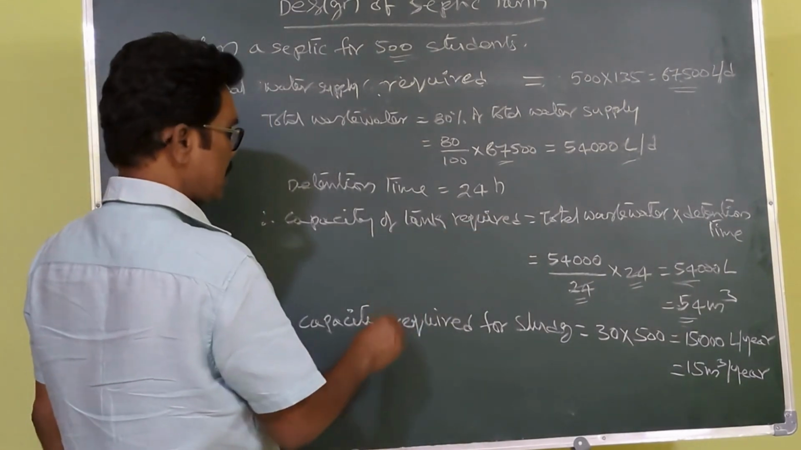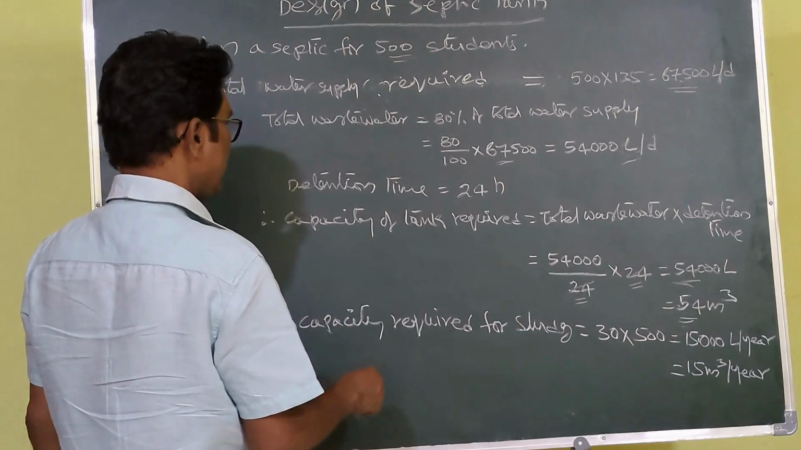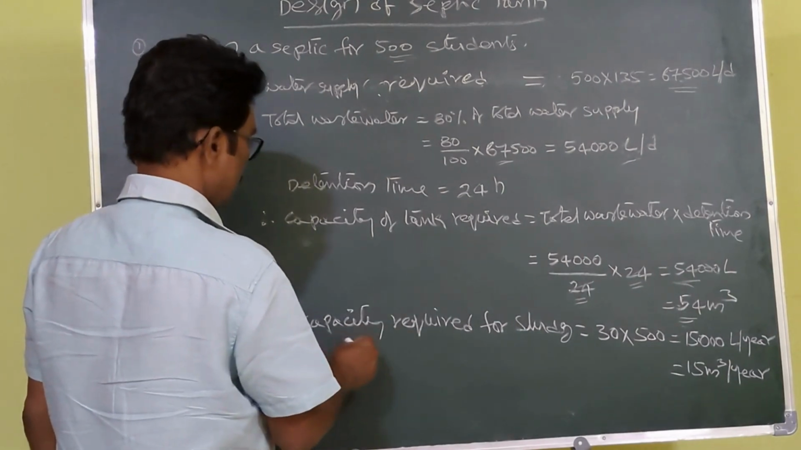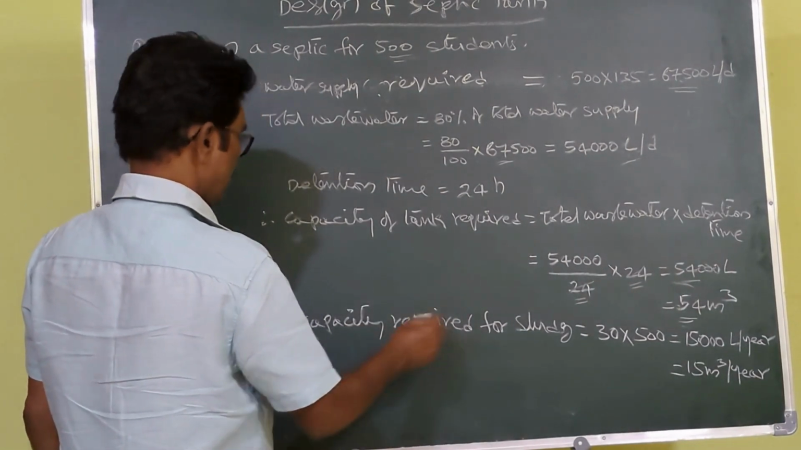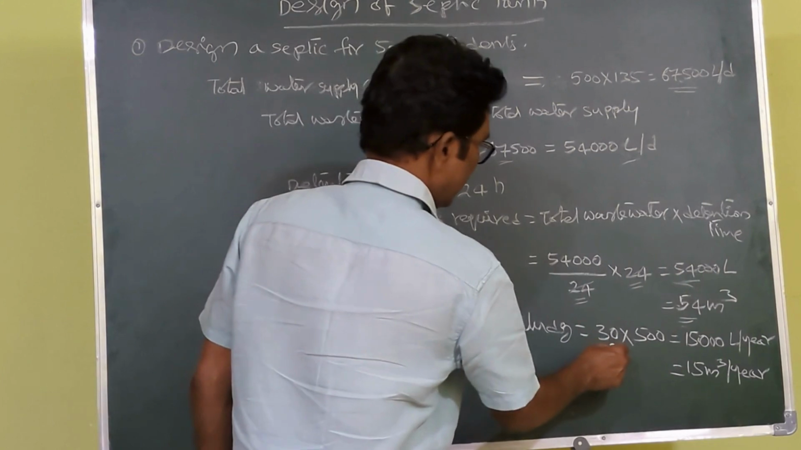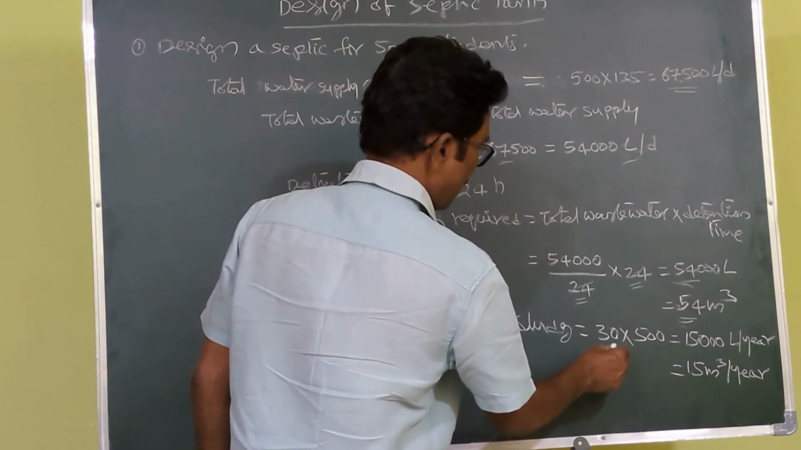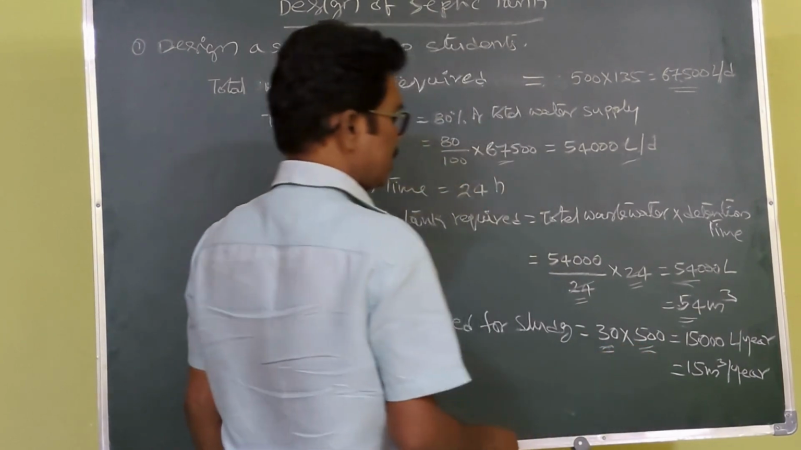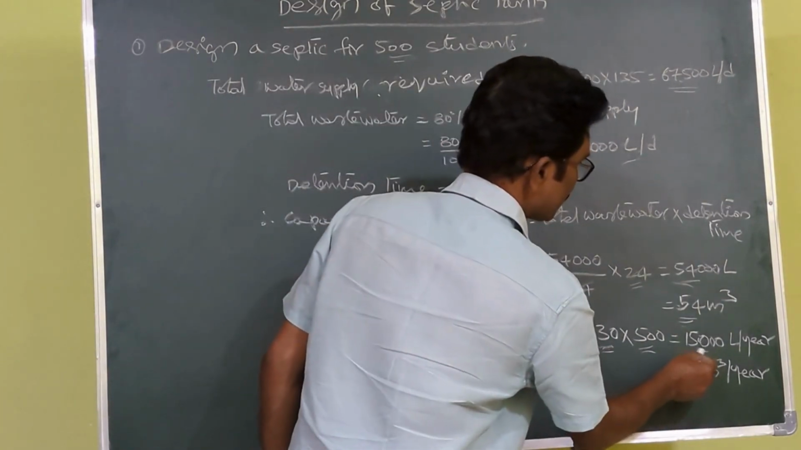Next, there is the sludge. The sludge is also to be added to the capacity of this tank, so we have to find the sludge volume. The capacity required for sludge: we assumed 30 liters per student per year, so 30 liters per person per year into 500 students is equal to 15,000 liters per year.